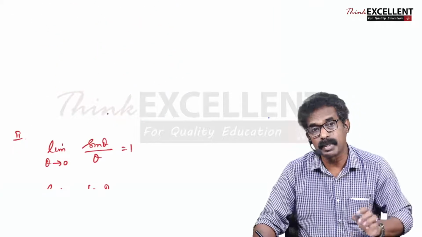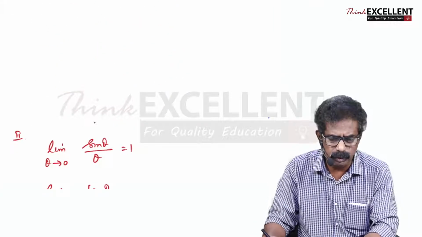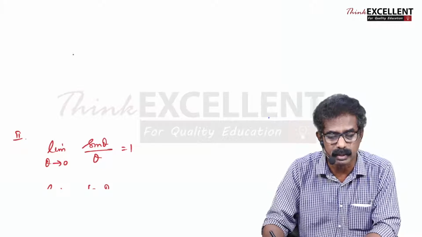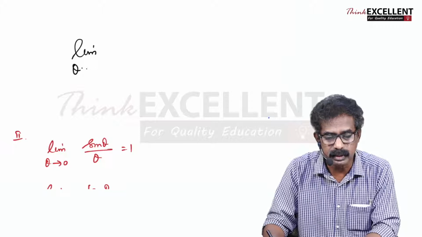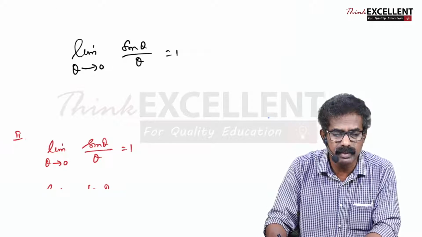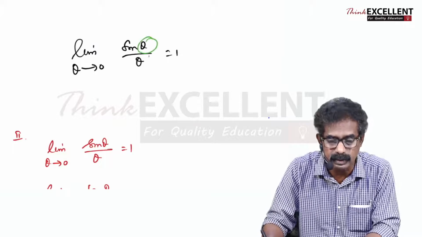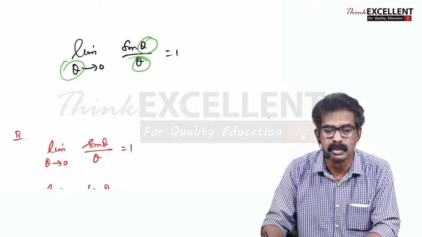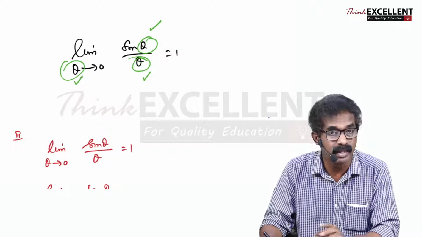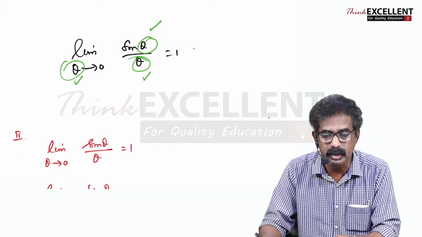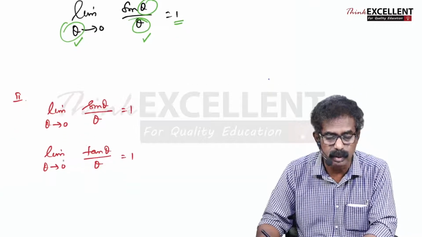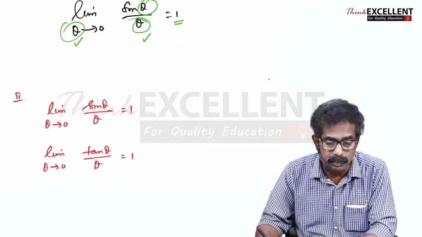Then we have trigonometric results. The most important one: limit theta tends to 0, sin theta by theta is 1. Limit theta tends to 0, sin theta by theta is 1. Anything of this type, but you remember these three must be the same. Suppose it is phi theta, here you must have phi theta, here also you must have phi theta, and it tends to 0, then your answer is 1. Same thing for tan also: limit theta tends to 0, tan theta by theta is 1.